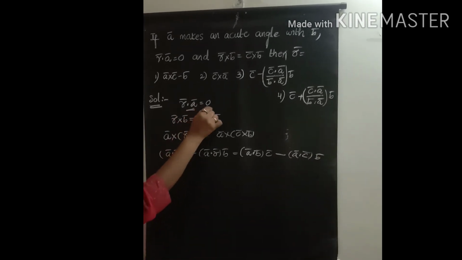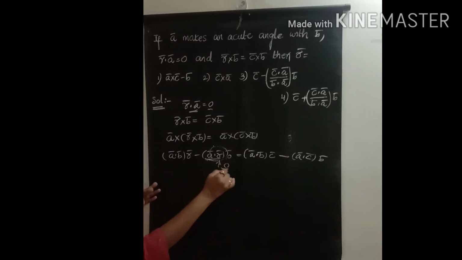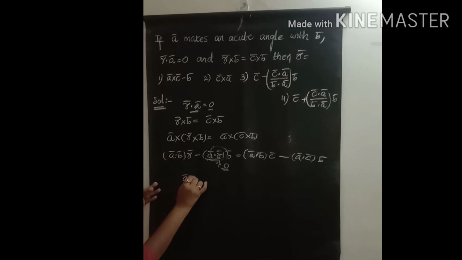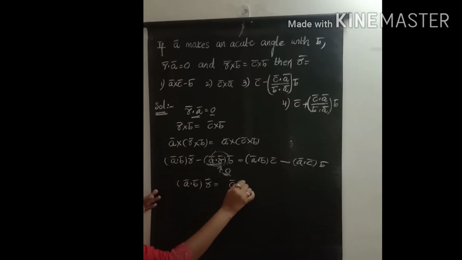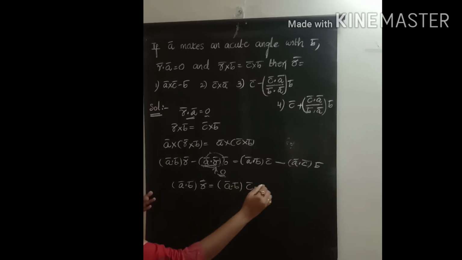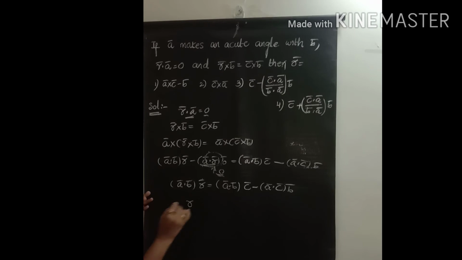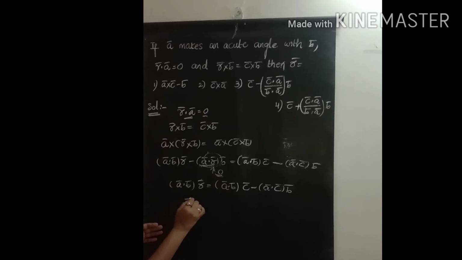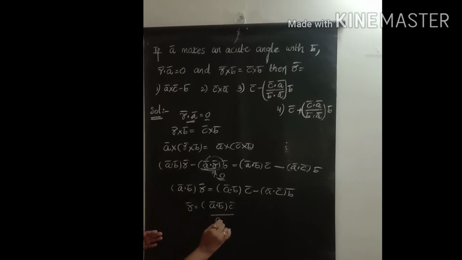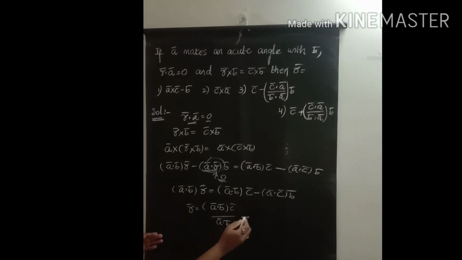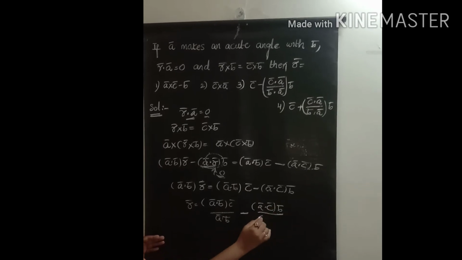So clearly, given that r·a is equal to 0, the total term becomes 0. So this is equals to 0, which implies (a·b) r̄ is equal to (a·b) c̄ minus (a·c) b̄. But we want the value of r̄ only. So r̄ is equal to (a·b) c̄ by (a·b) minus (a·c) b̄ by (a·b).